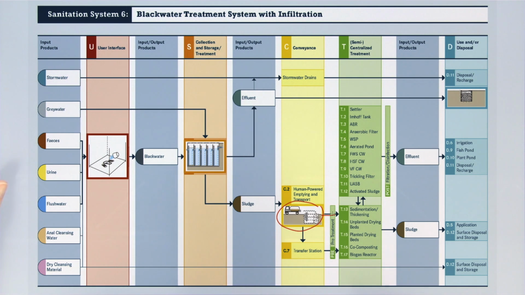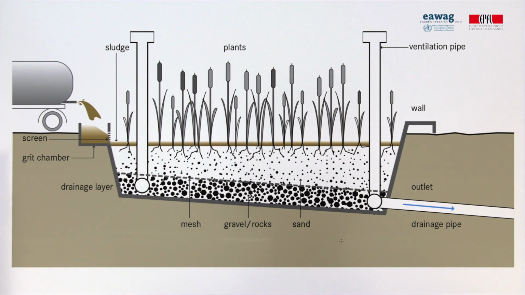We're lucky in this case because there is a functioning treatment plant dedicated for the sludge. It happens to be based on a planted drying bed. Here we can see the planted drying bed with the truck emptying the sludge into the grit chamber. The sludge will be layered on top of the filter. The effluent will filter through the porous layers beneath and will come out on this side. The sludge, as it accumulates, will dry and be turned into a dry sludge product.